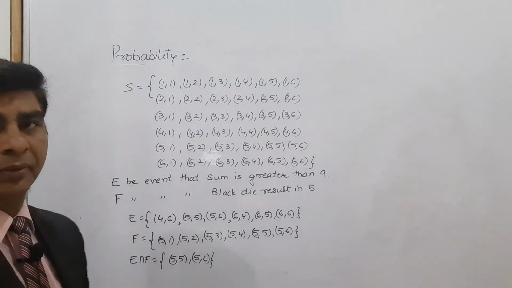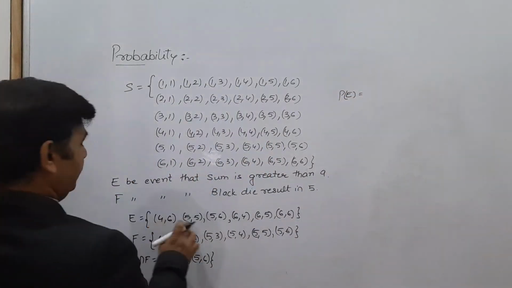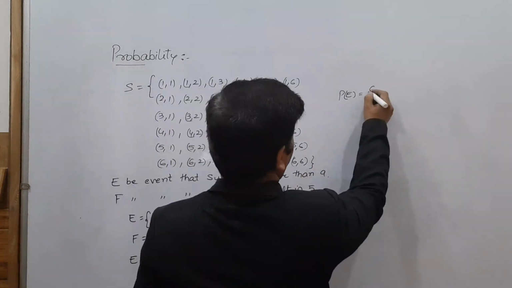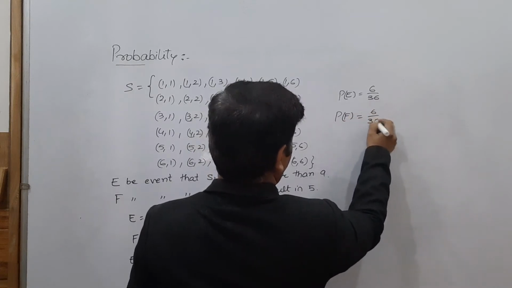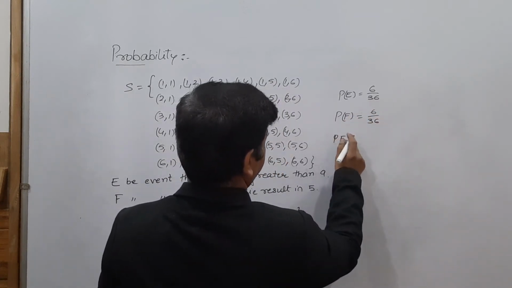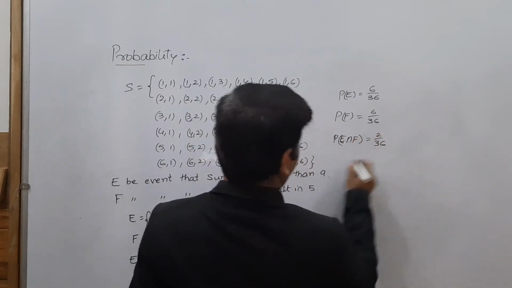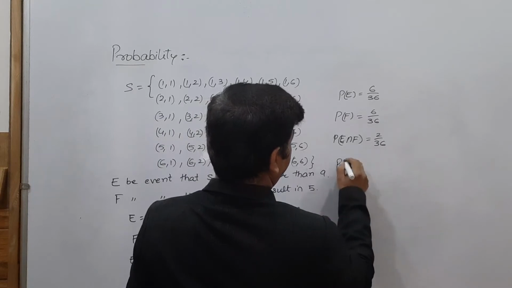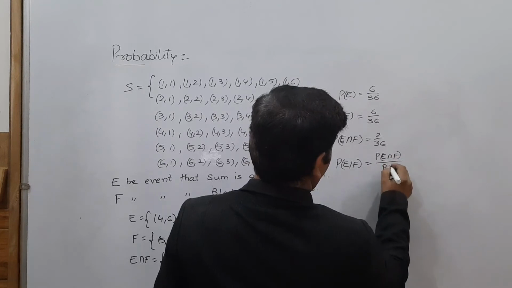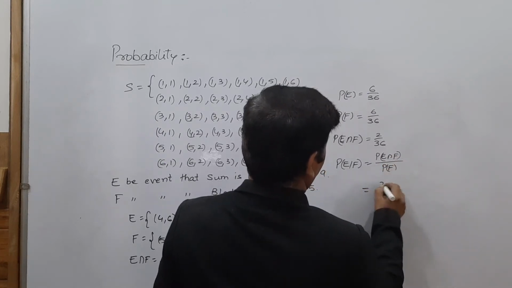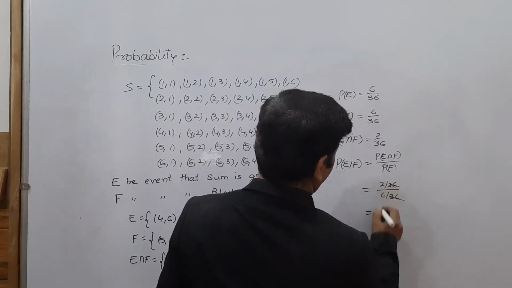So we need to find the probability of E. The probability of E is 6 upon 36, counting 1 2 3 4 5 6. The probability of F is again 6 by 36. The probability of E intersection F is 2 by 36. We need to find P of E given F. It is equal to P of E intersection F divided by the probability of F, which is 2 by 36 upon 6 by 36. Cancelling out, this is 1 upon 3.